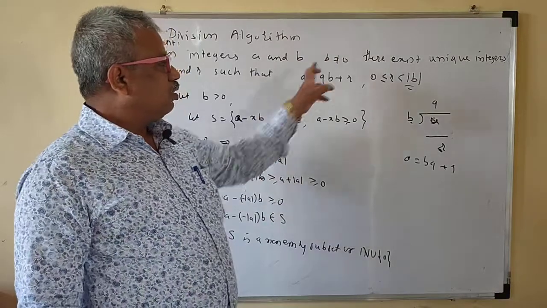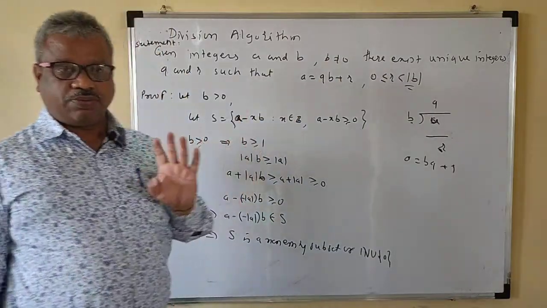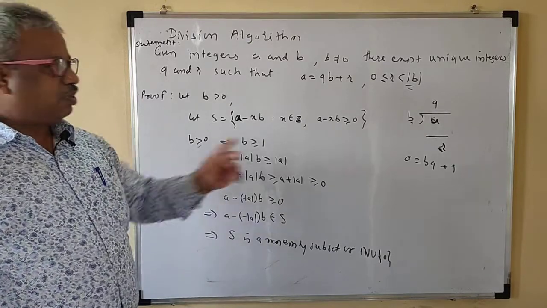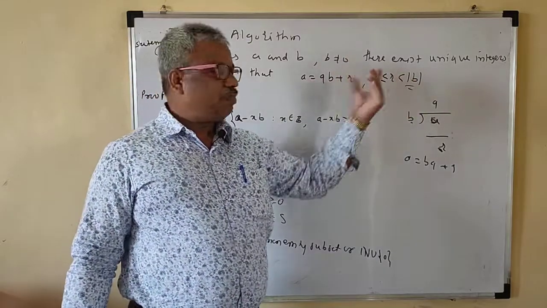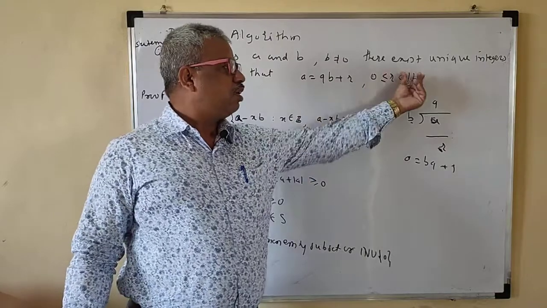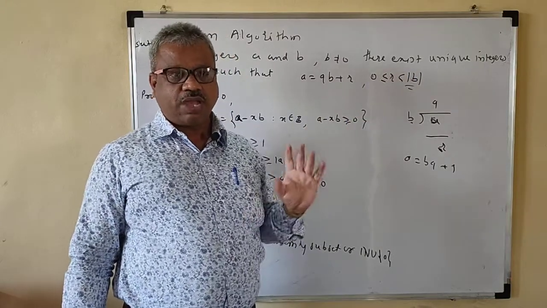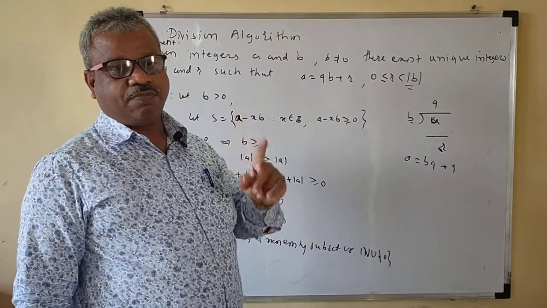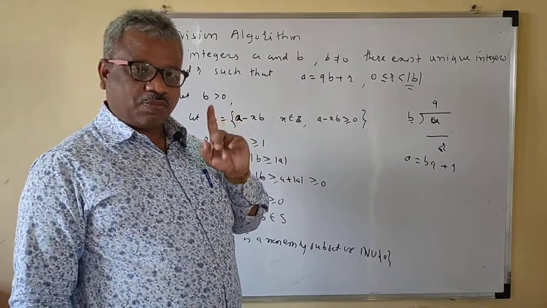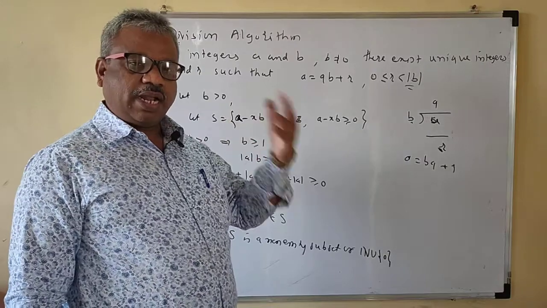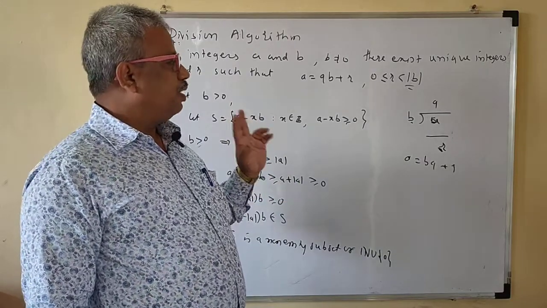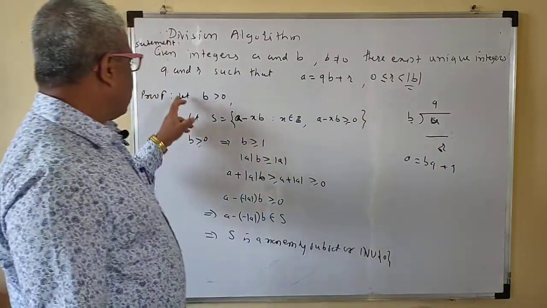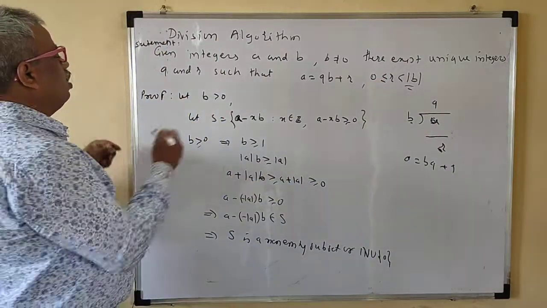So we prove this one. First, b not equal to 0 is given to you. That means b may be positive, may be negative. Because mod b is given, mod b is always positive, but b may be negative or positive. So in the first case we will take b positive, and in the second case we will prove the result for b a negative number. So this is case 1.